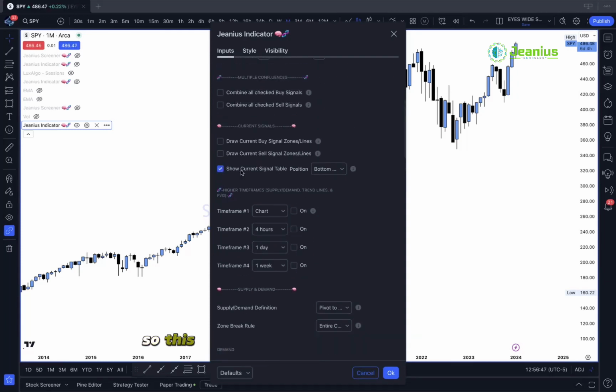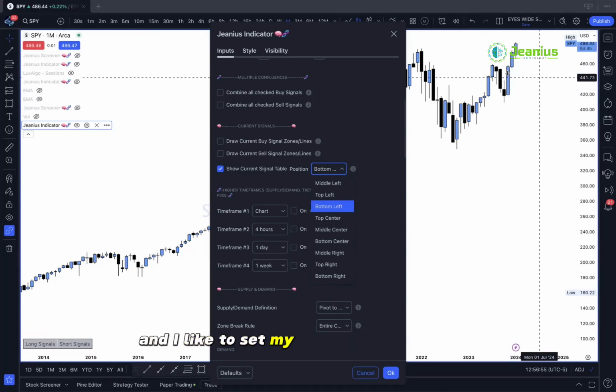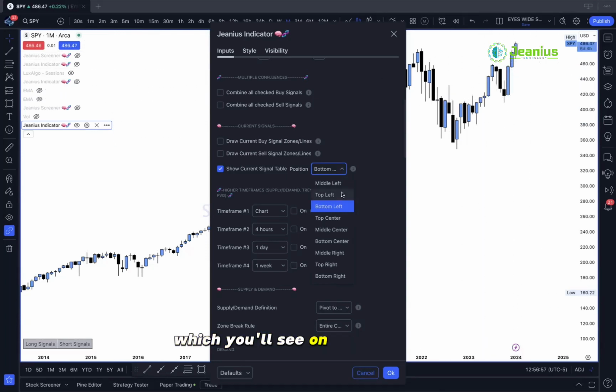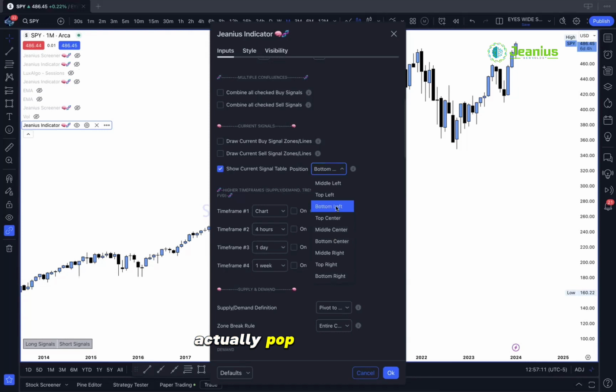So this is the show current signal position. You can set it at anywhere on the chart, I like to set mine at the bottom here. And usually when I have my screener, I like to set my screener here at the top, which you'll see on another video. But for now, I put my long and short signals here. As these long and short signals begin to stack up throughout this video, you will see that when these signals all align with each other, you will see where the signals actually pop up on the chart.